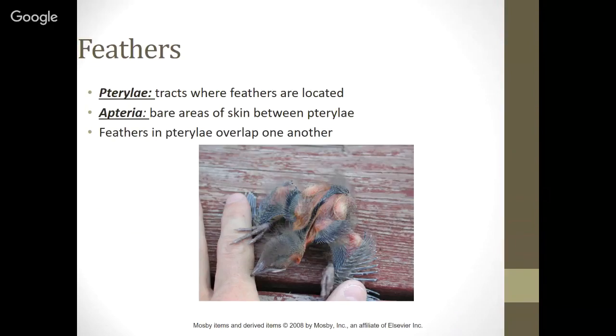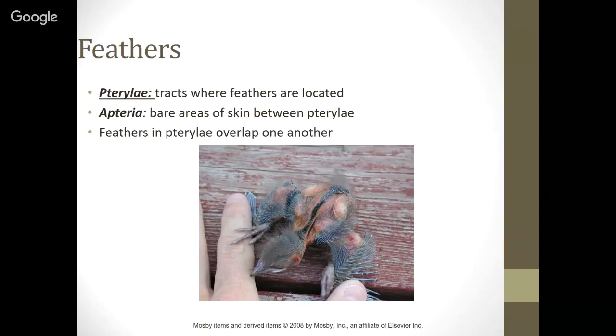Now, it's important to realize the structure of feathers because this is normal. The pterylae are where the tracks of feathers are located. So feathers are located just along these tracks. They're not randomly placed like we might think of hair on a dog or hair on a person. They are actually in lines along the skin. The apteria are bare areas of skin that lie between the pterylae.